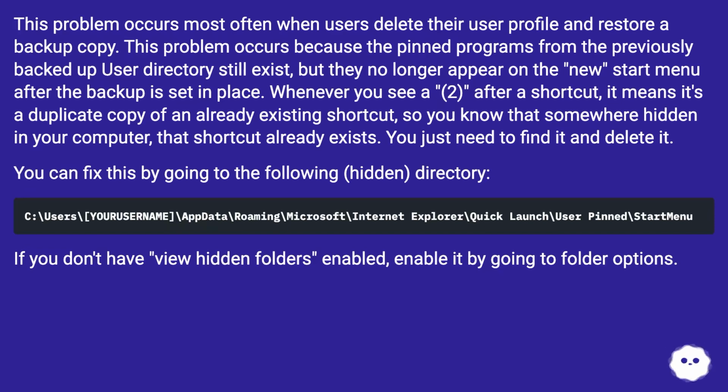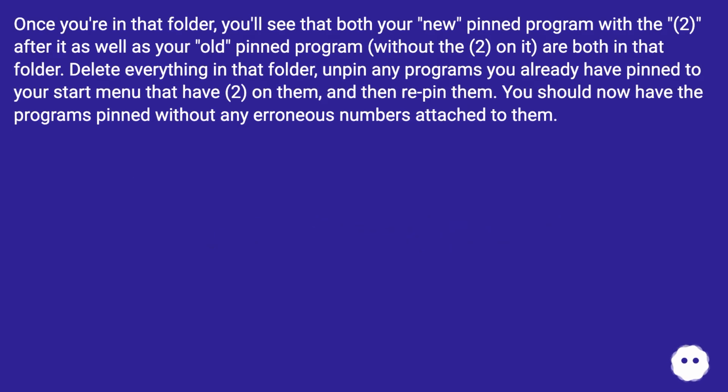You can fix this by going to the following hidden directory. If you don't have View Hidden Folders enabled, enable it by going to Folder Options. Once you're in that folder, you'll see that both your new pinned program with the 2 after it as well as your old pinned program without the 2 on it are both in that folder. Delete everything in that folder, unpin any programs you already have pinned to your Start menu that have 2 on them, and then repin them. You should now have the programs pinned without any erroneous numbers attached to them.